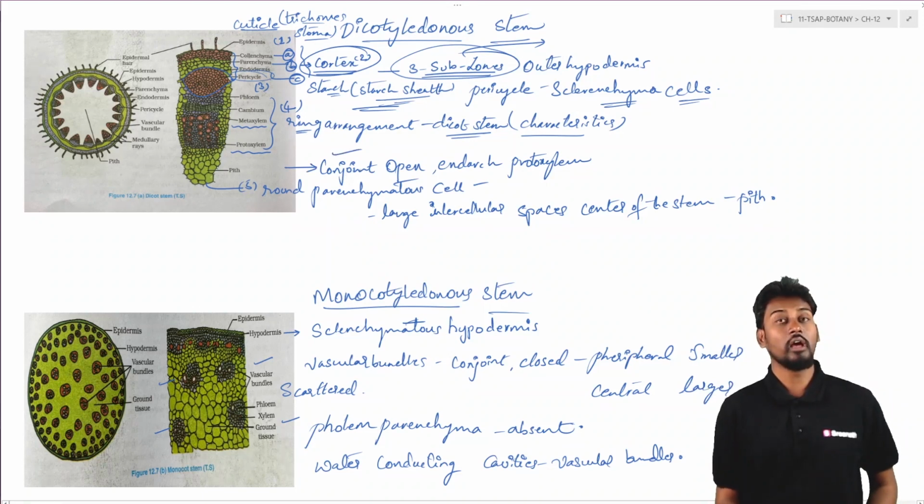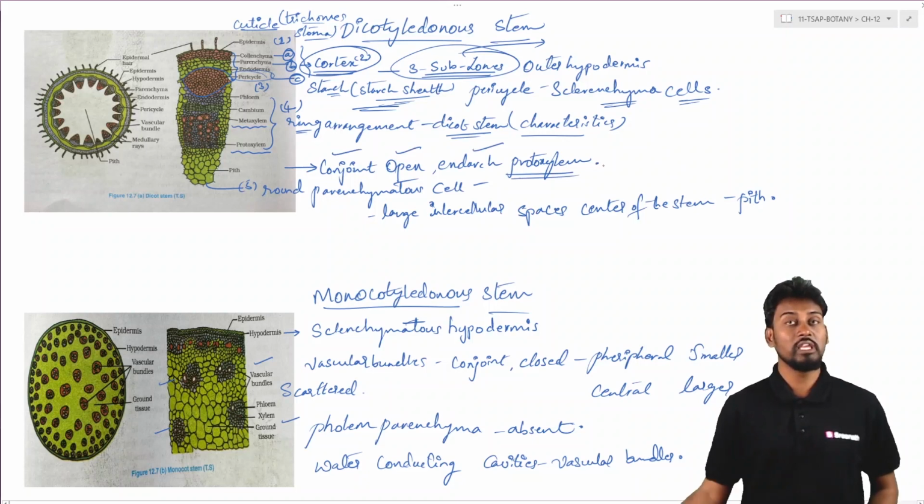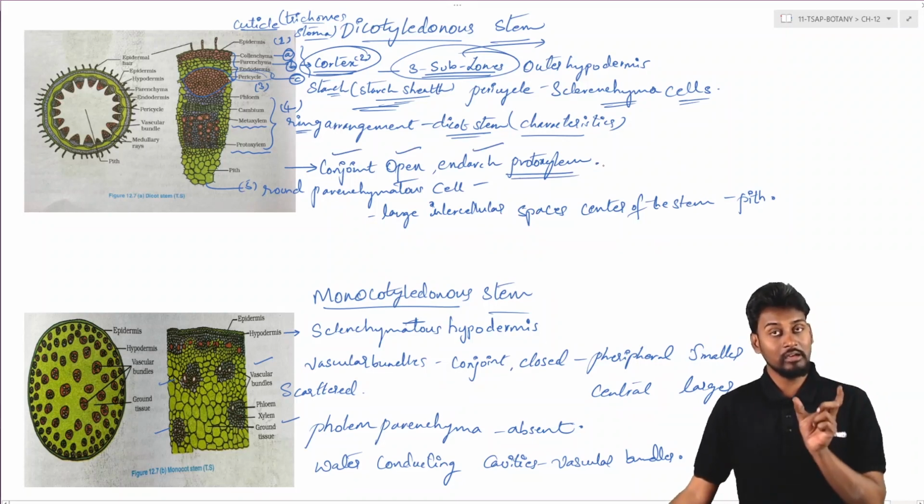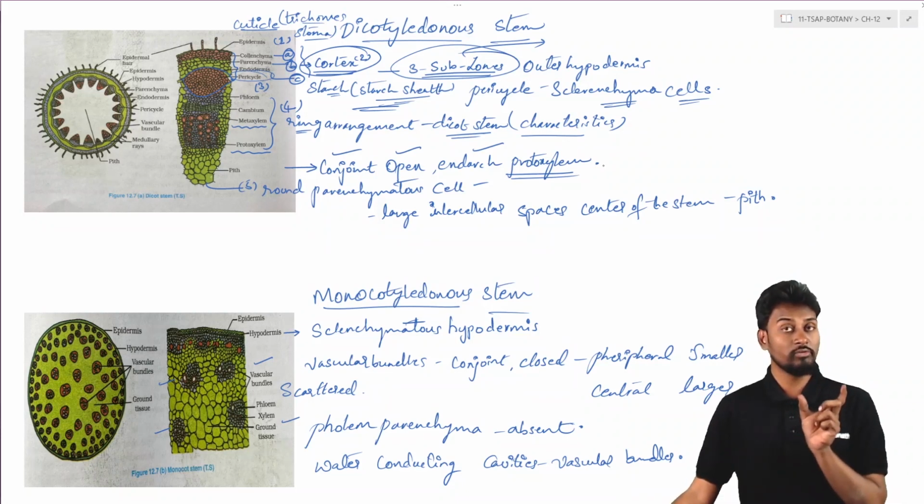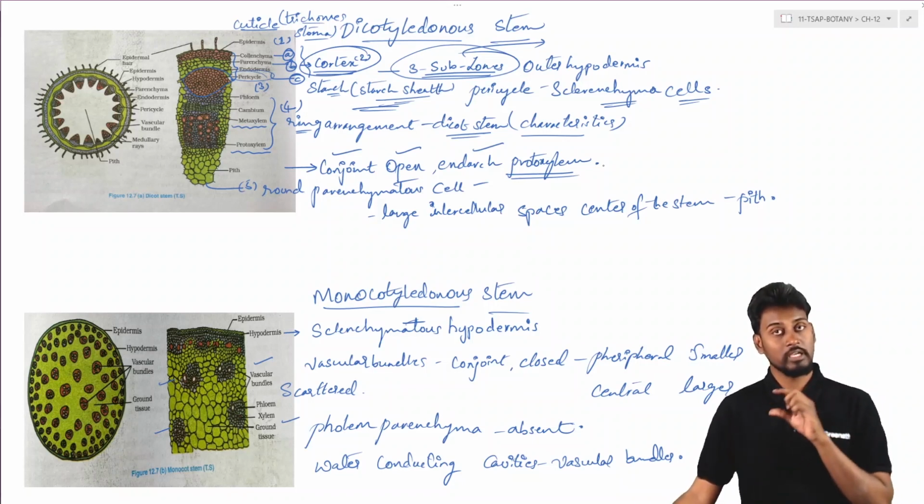It is a conjoined, open, endarch, enlarged protoxylem. So here we can see this is the technical term or technical abbreviation or the explanation given for the vascular bundle. It's conjoined because phloem and xylem are generally present in the same kind of arrangement, and it is consisting of cambium, hence it's open.